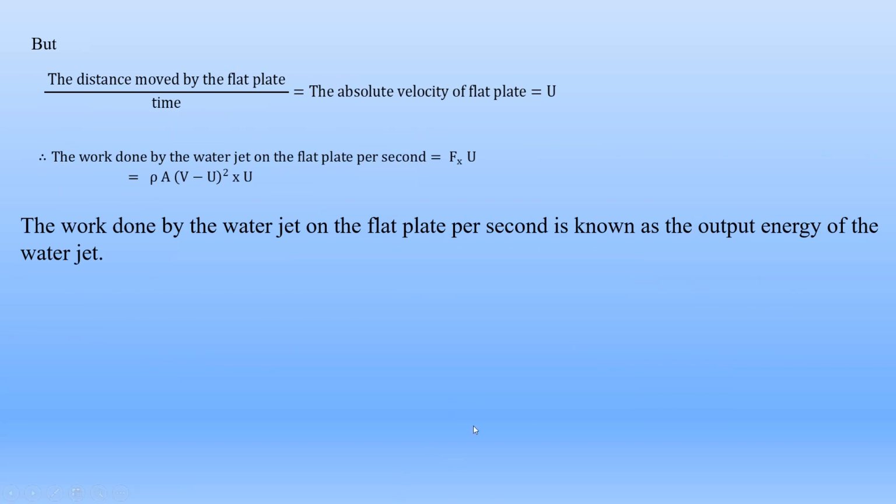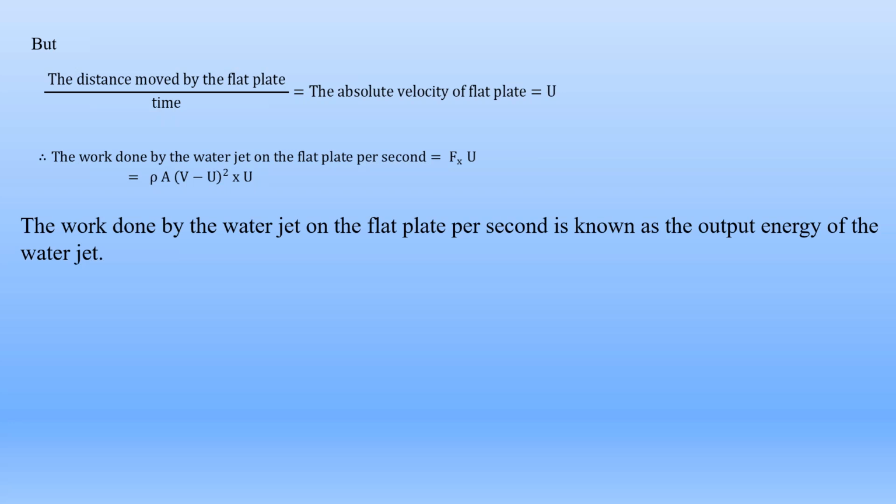So please everyone, if you have the notes with you, please note down this equation of work done by the water jet on the moving vertical flat plate per second. That work done per second is equal to rho a into (v minus u) whole square into u. That is the work done.